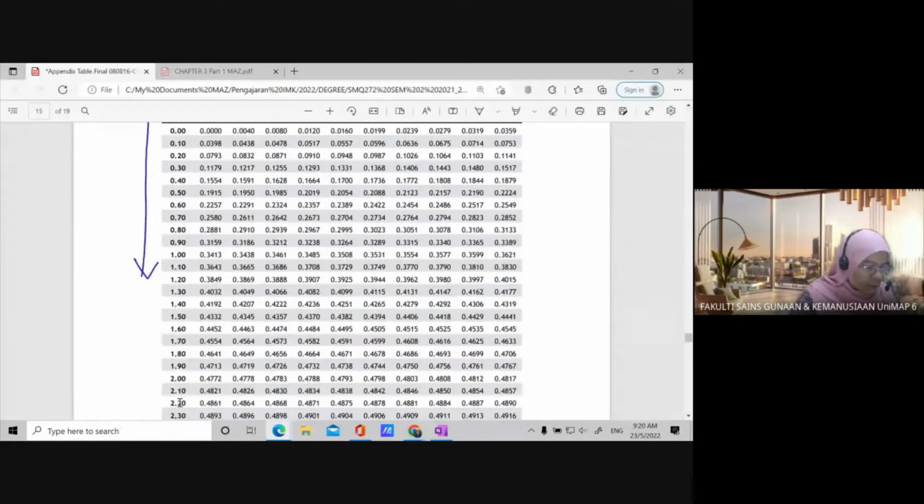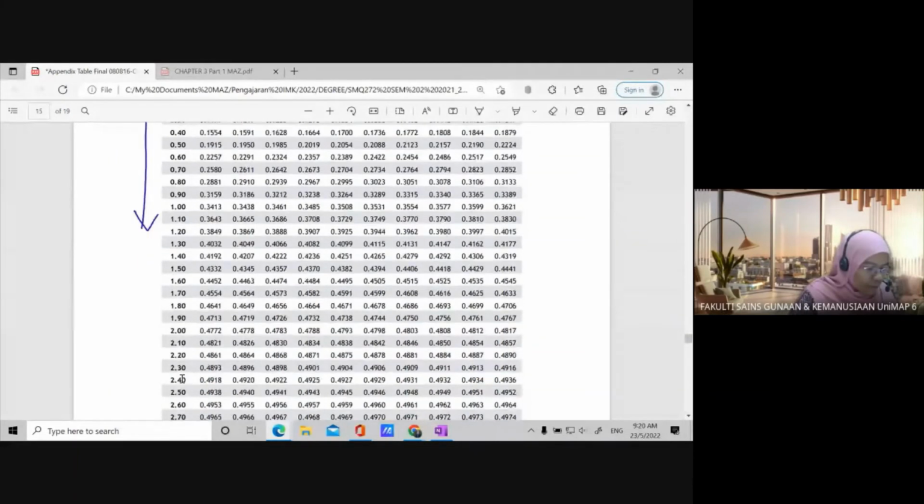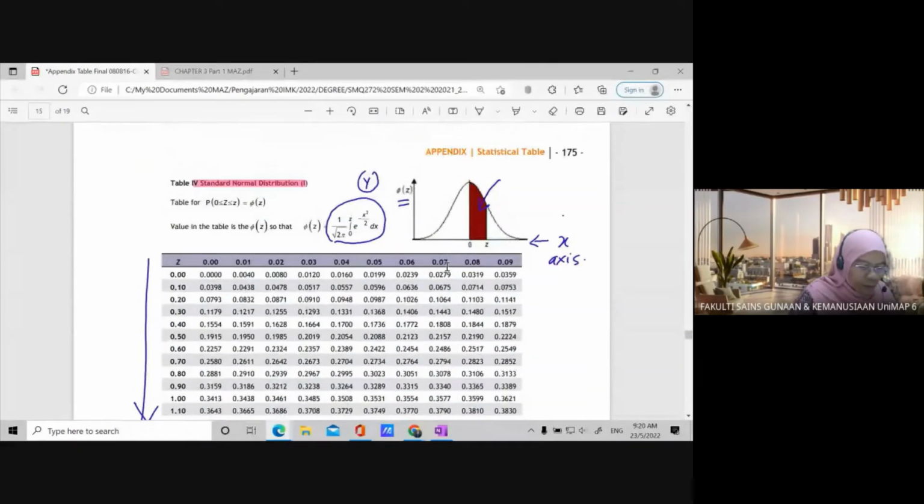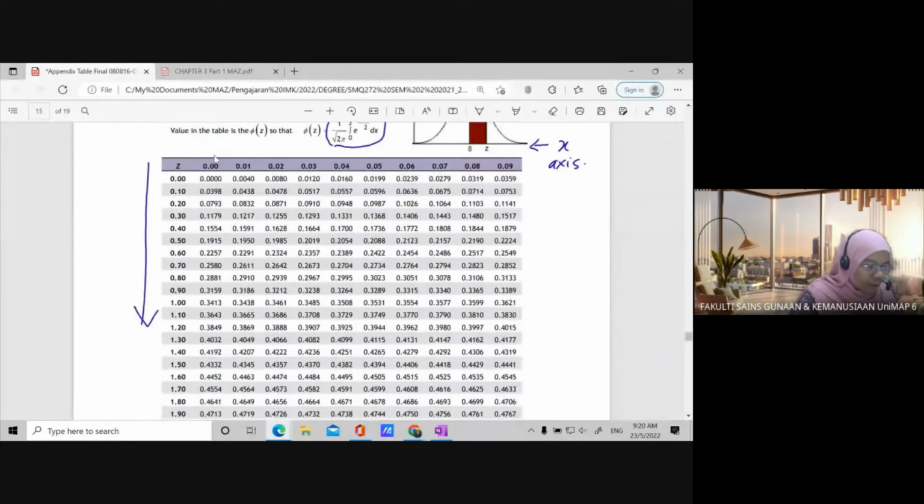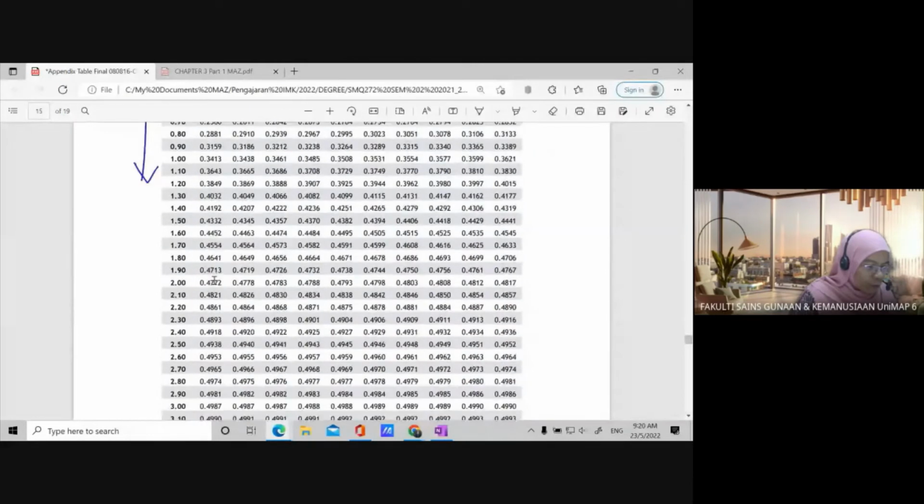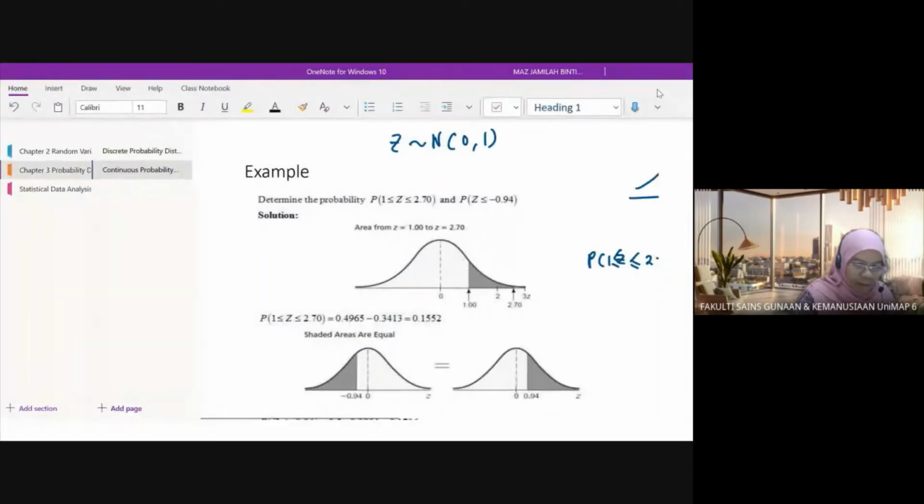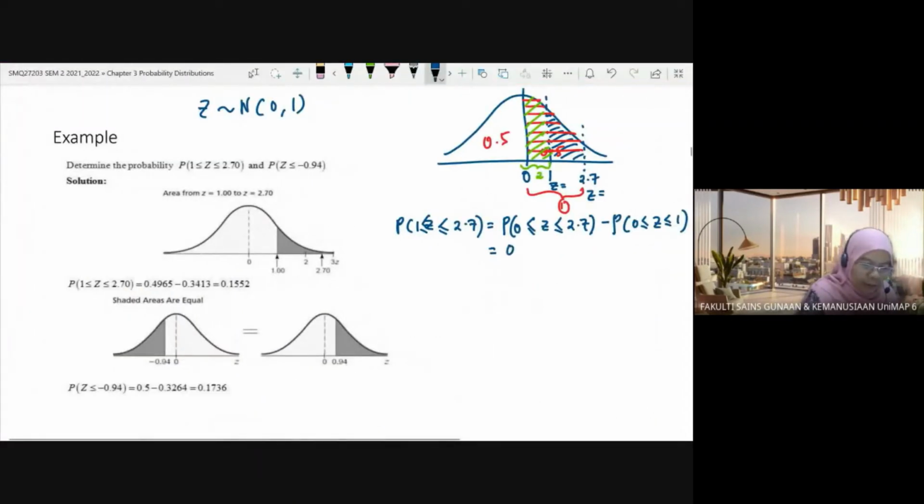So 2.7, right? Oh, this is 2.77. I'm looking for 2.7, so I look at the 0 column here, the first column. So 2.7 is 0.4965. This is the value for the biggest region. Minus 1 is 0.3413. Write down the value.